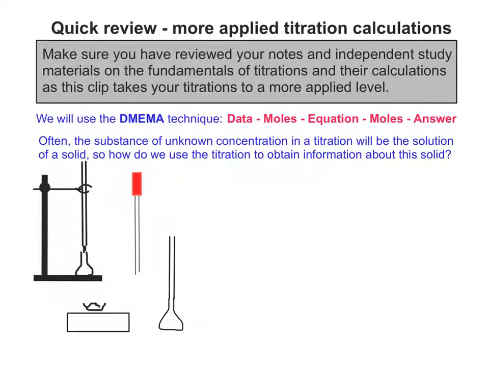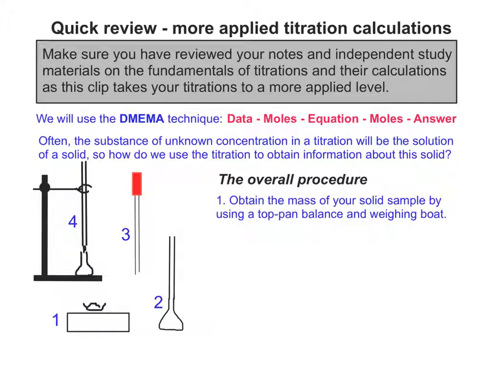So often the substance of unknown concentration in a titration will be the solution of a solid. So we need to be able to use the titration to obtain information about this solid. I've outlined a few little attempts at pictures of the equipment you'd need. So going through the procedure, the first thing to do is to obtain the mass of your solid sample by using a top pan balance and a weighing boat.